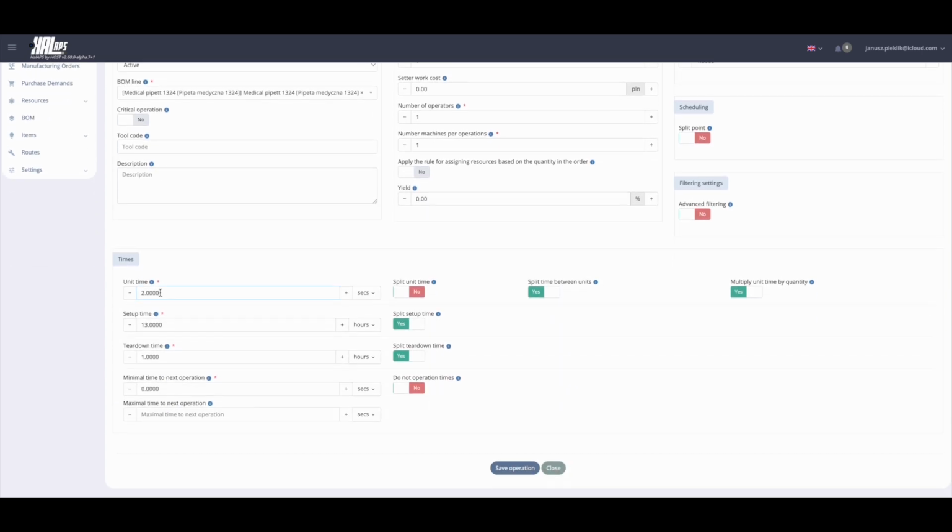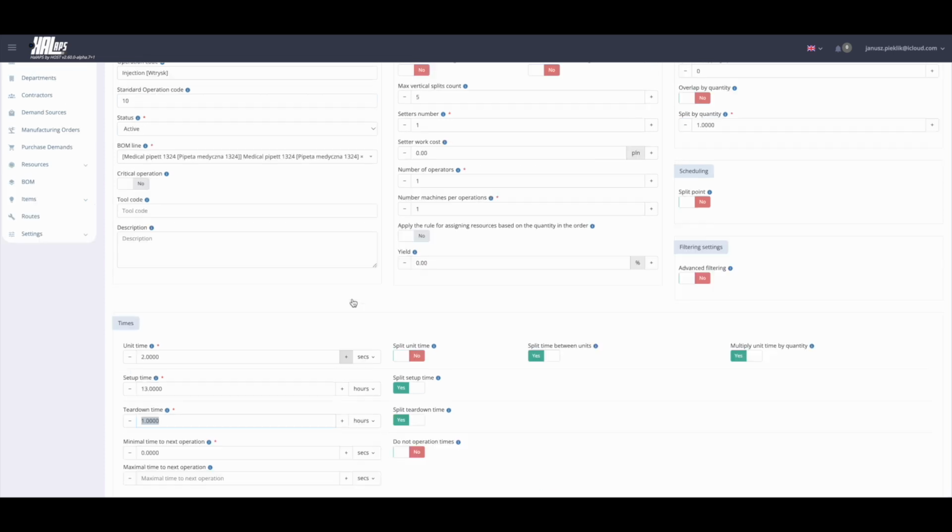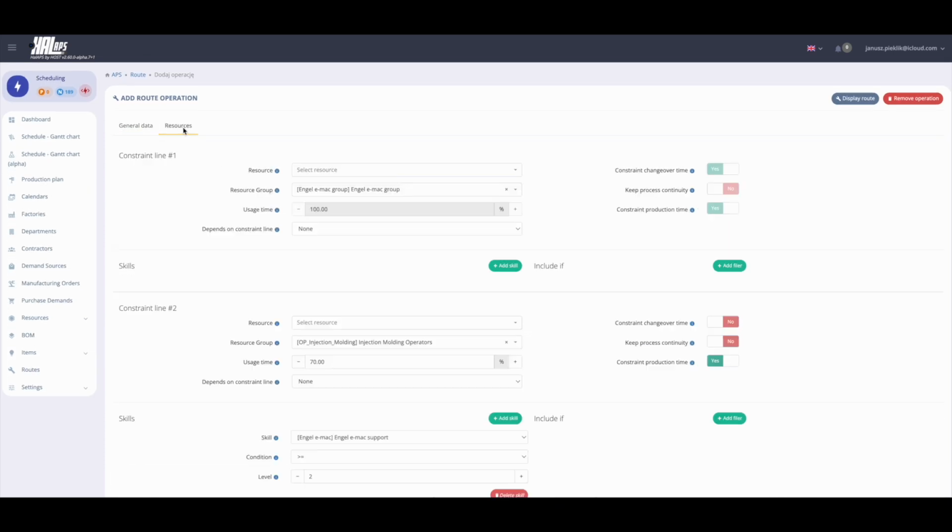Let's assume that we have 100,000 pieces of medical pipettes to produce. Such pipettes are produced on injection molding machines using injection molds. I have a defined production cell consisting of 5 injection molding machines, 5 injection molds, 5 injection molding machine operators and 5 mechanics who retool them.